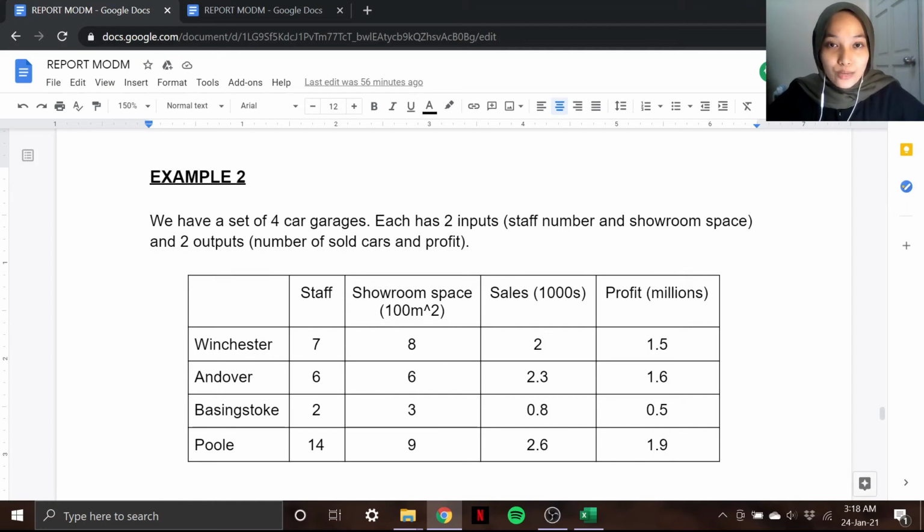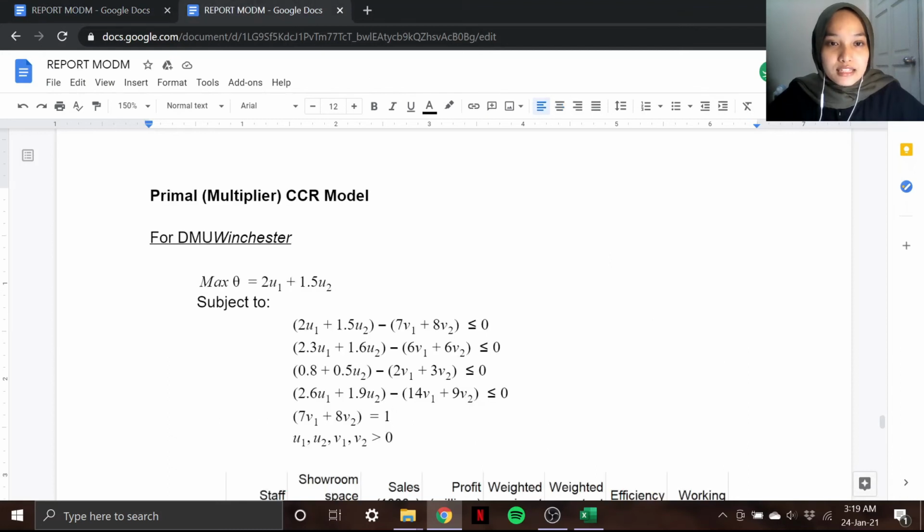So this is the question, where we have a set of 4 car garages with 2 inputs and 2 outputs. The 2 inputs are staff number and showroom space, while the 2 outputs are the number of sold cars and profit. And this is the data given. I will be using the primal multiplier CCR model for input-oriented. For example, for DMU Winchester, this is the objective function and the constraint for the car garage.